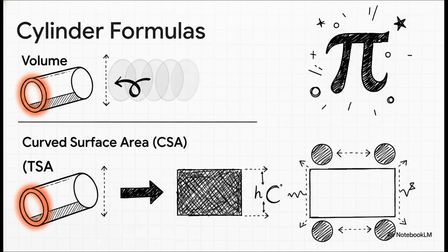Now, because cylinders involve circles, you're going to see our old friend pi pop up in the formulas. The volume is pi times the radius squared times the height. Basically, it's the area of the circular base multiplied by how tall it is. The curved surface area, that's the area of the label on the can, is 2 times pi times radius times height. And for the total surface area, you just take that curved area and add the area of the 2 circular ends, the top and bottom.